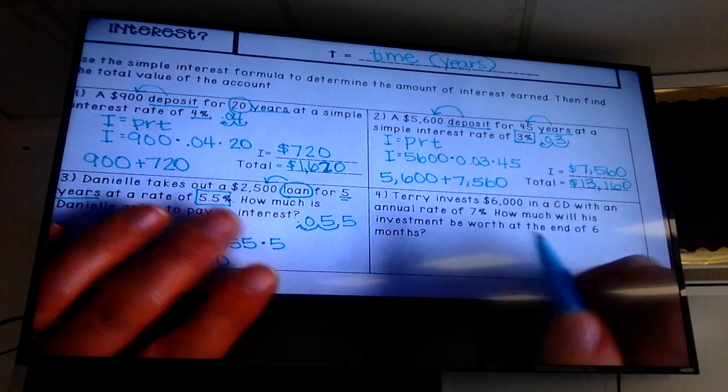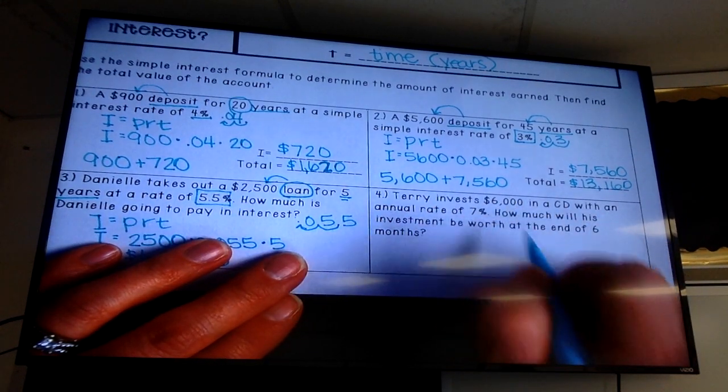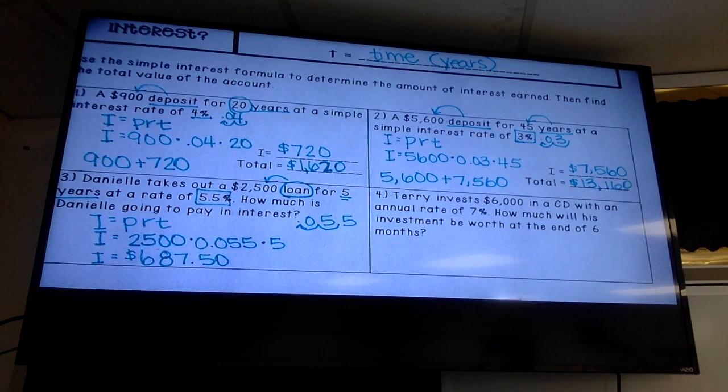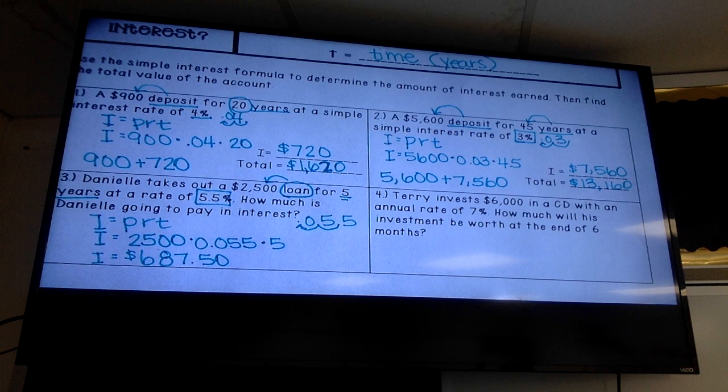All right, last one. Terry invests $6,000 in a CD with an annual rate of 7%. Okay, first of all, you're probably wondering what a CD is. So a CD is not like the silver disc that you put in a CD player and it plays music. A CD in this case, and I'm not exactly sure what the C and the D stand for, but I do know it's a special kind of account where if I'm going to put in $6,000, I'm not allowed to touch it for a certain period of time.